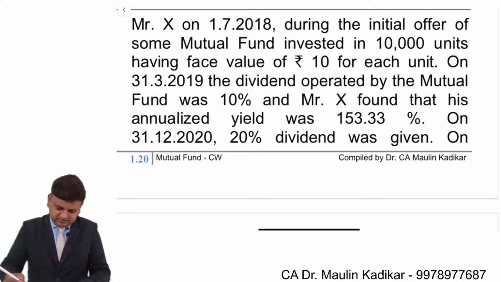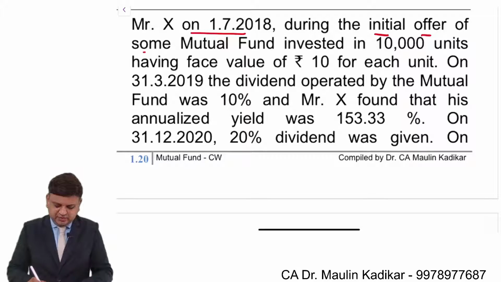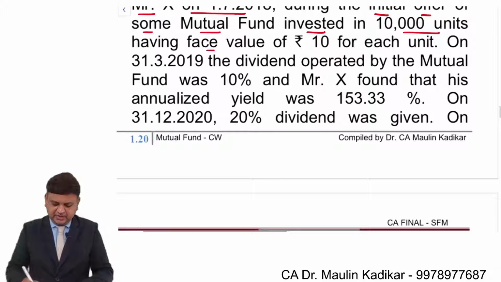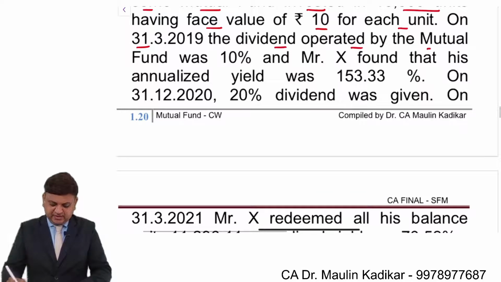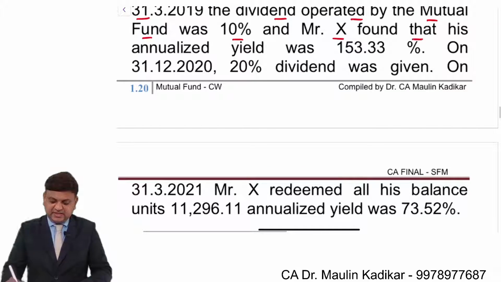Let us see the next question. On 1st of July 2018, during the initial offer of some mutual fund, Mr. X invested in 10,000 units having face value of rupees 10 each. On 31st of March 2019, the dividend declared by the mutual fund was 10%. Mr. X found that his annualized yield was 153.33%.